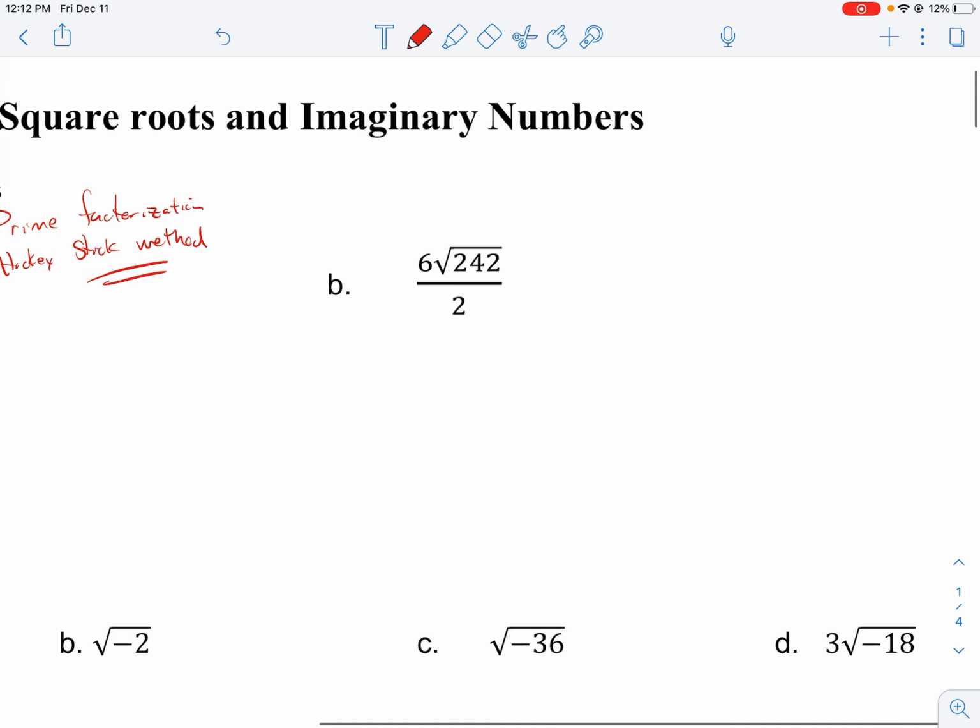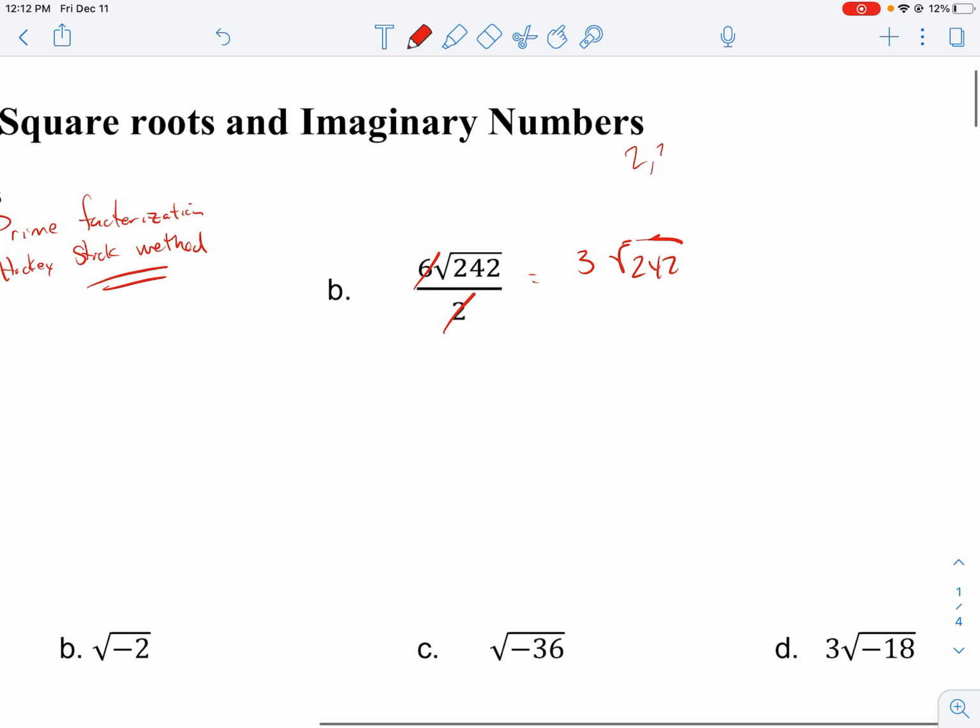Letter B. All right. In this one, to make my life a little easier, I'm going to divide that 6 by 2, right? So we end up getting 3 square root 242. Okay? So again, I'm going to use the hockey stick method. Okay, 2, 3, 5, 7, and 11. And so what goes into 242? Well, it's a large number, but I know it's even, so I'm going to divide it by 2. And lo and behold, what do I get? 121.